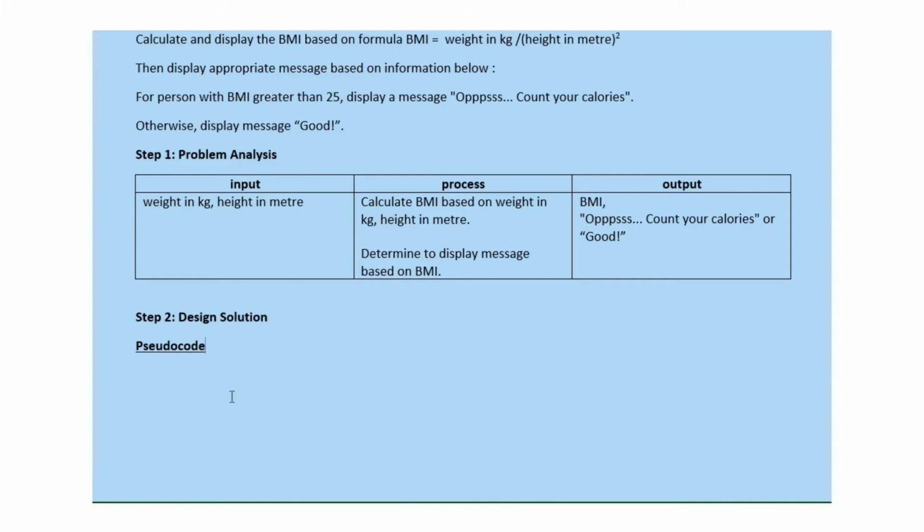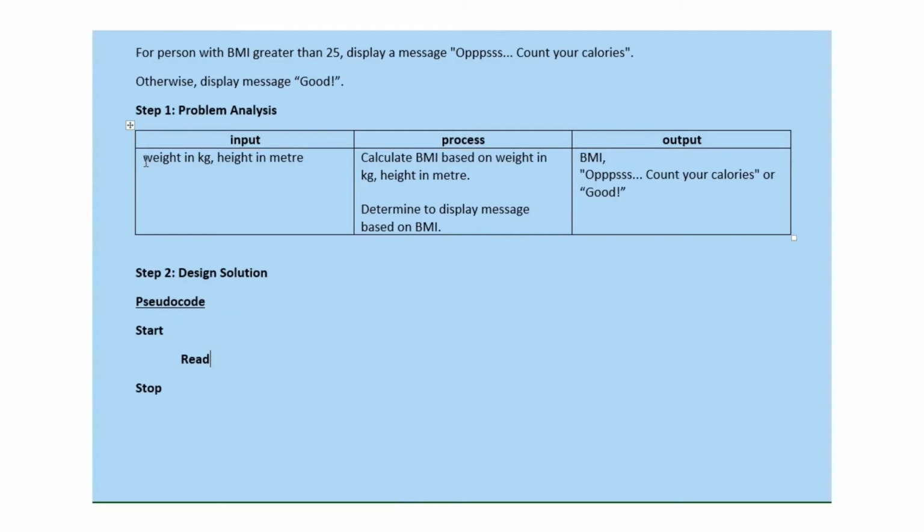As you have learned before, an algorithm must start with the word start or begin, and it must end with the word stop or end. For input, the words that can be used to identify input are read, enter, or the word input itself. Today I'm going to use the word read, and we're going to read our input, which is weight in kg and height in meter.